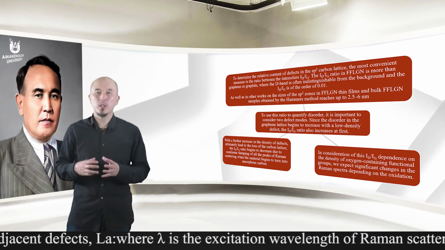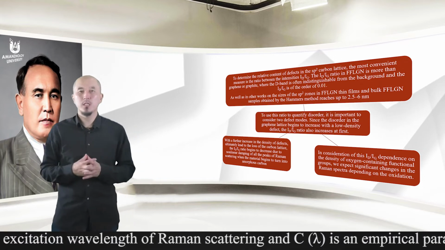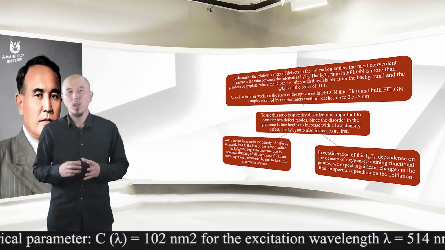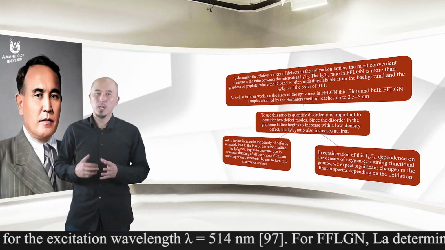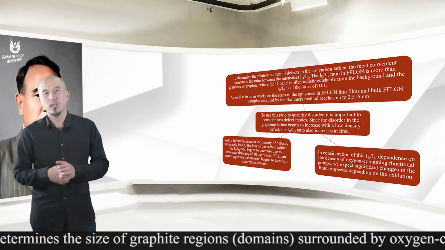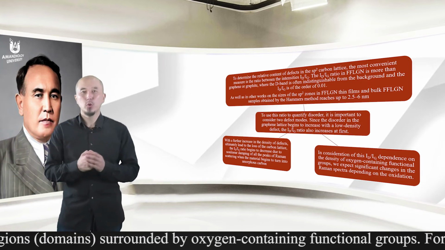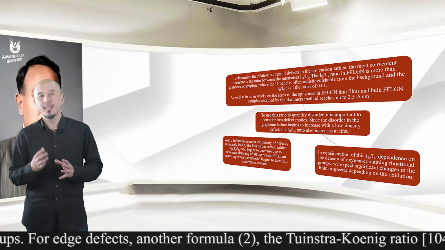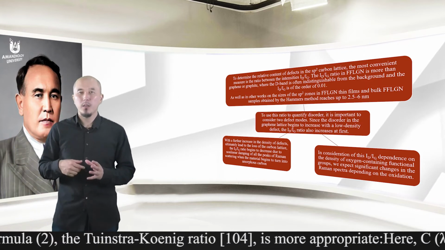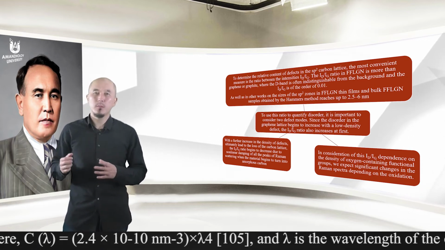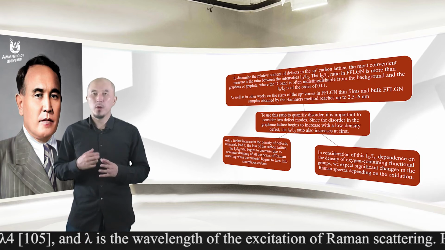Since the disorder in the graphene lattice begins to increase with a low density of defects, the ID/IG ratio also increases at first. A further increase in the density of defects ultimately leads to the loss of the carbon lattice. The ID/IG ratio begins to decrease due to non-linear damping of all the peaks of Raman scattering when the material begins to turn into amorphous carbon.